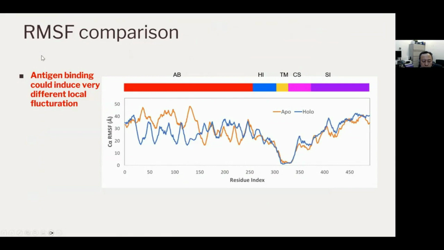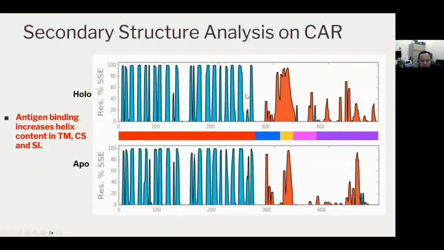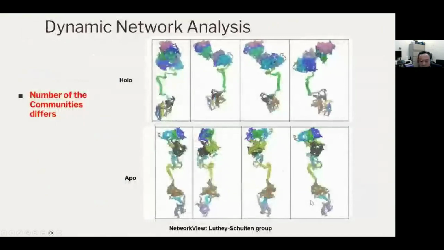Okay, so we use another measurement, root mean square fluctuation, which basically characterizes the flexibility of the different parts of the protein. And we can say it follows our expectation. So this is the transmembrane part, and the antibody and signal parts have a big change. This is the comparison of the secondary structure, and you can see those two systems are different.